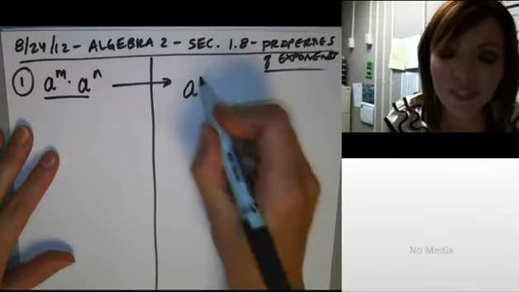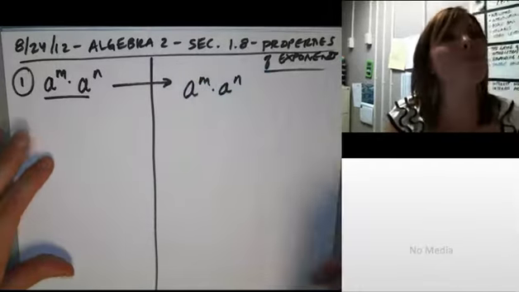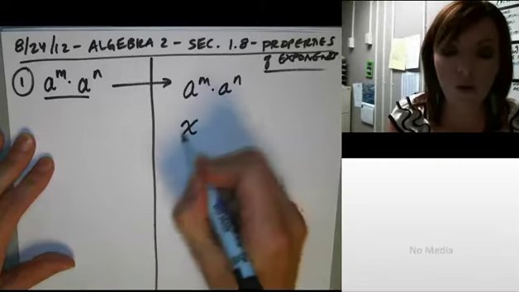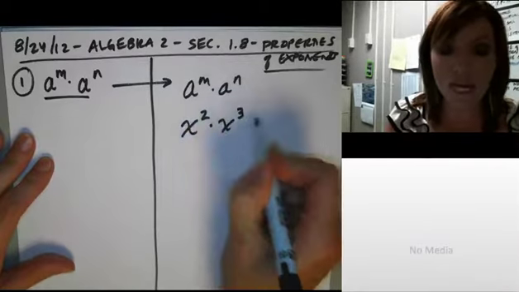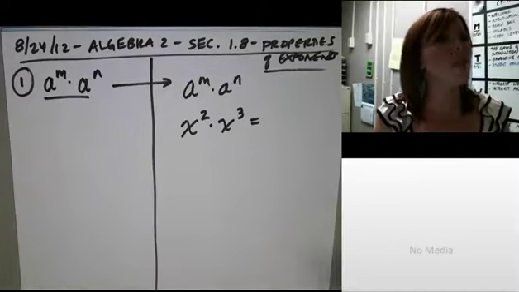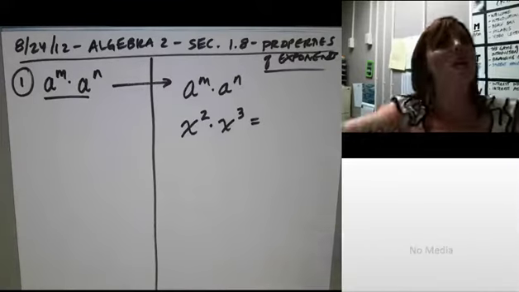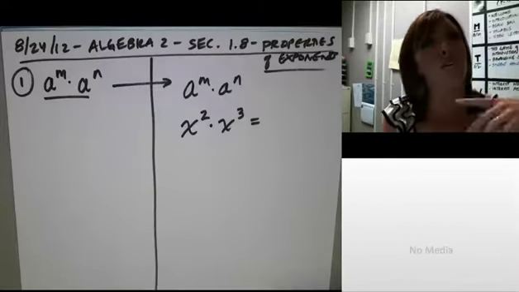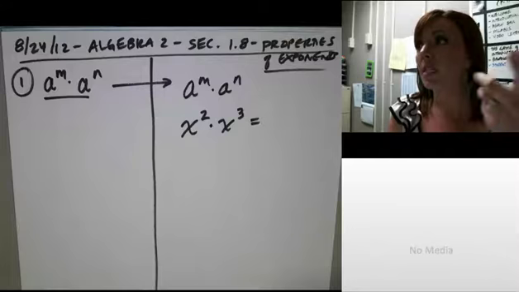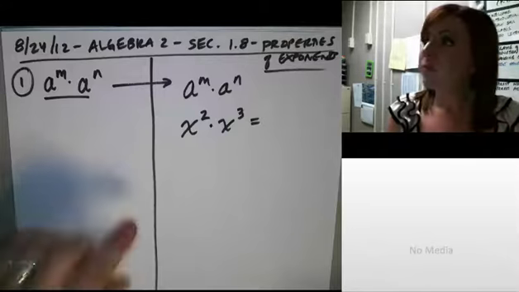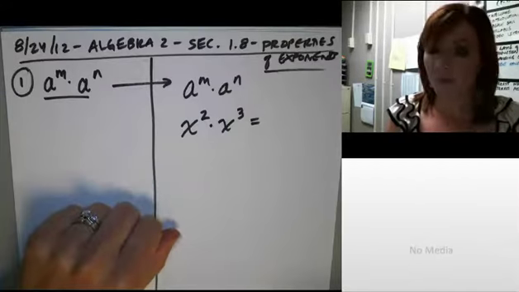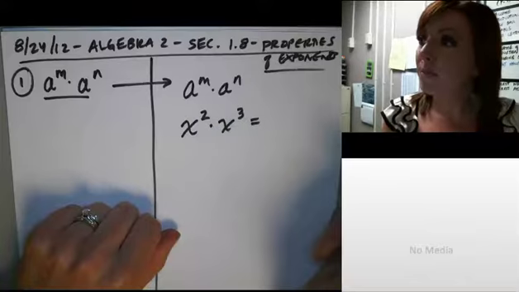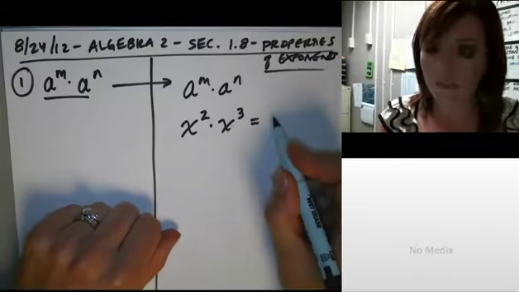A to the m times a to the n. Let's back up. So this should be a review from Algebra 1. If we have something like x squared times x cubed, how many people remember what you're supposed to do with the exponents? I won't call on you unless you want to be called on, but raise your hand if you have an idea about what to do with the exponents. Okay. Keep your hand raised if you'd like to say what you're supposed to do with the exponents. Tyler? Multiply each x. Okay. Multiply the x the number of times the exponent says.